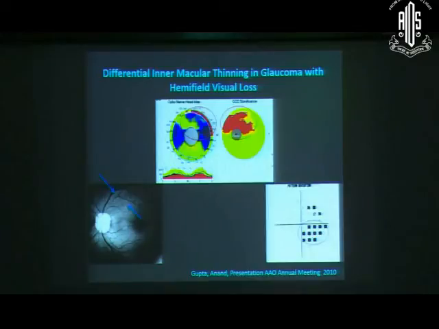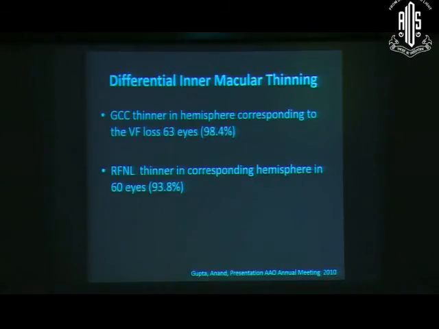About 7 years ago, we looked at the superior hemifield visual loss in glaucoma, and we compared it with what is happening at the macula. And we found an excellent topographical relationship. The macular volume almost always decreased if you had central field loss.